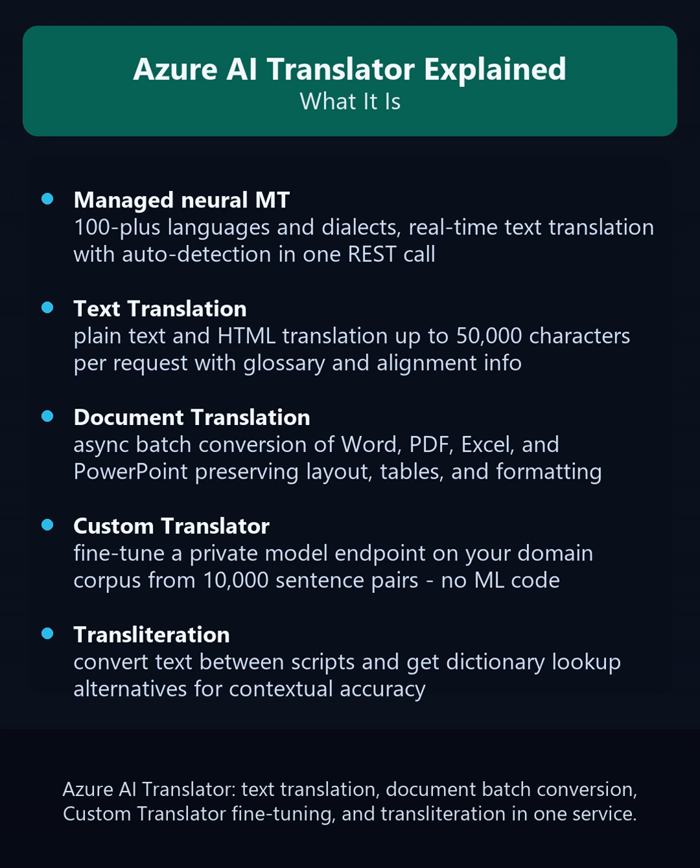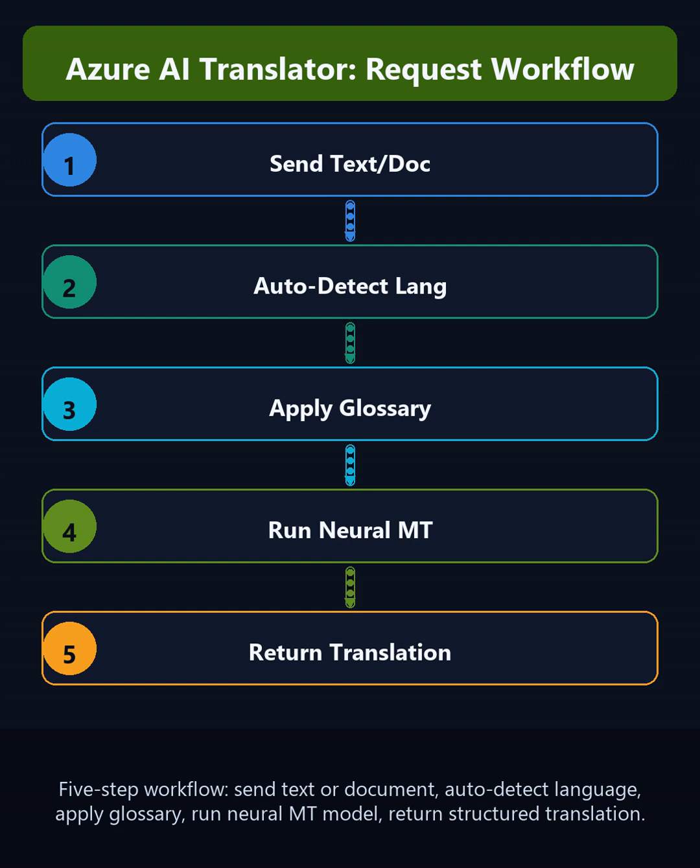The Azure AI Translator workflow runs in 5 steps. Send your text, HTML, or document to the translator REST endpoint. Optionally provide a glossary or custom model ID for domain-specific accuracy. The service auto-detects the source language if not specified, and routes to the neural MT model. Receive translated text with detected language confidence, alternative translations, and alignment information. Route the translated output to your application, CMS, support platform, or document store.